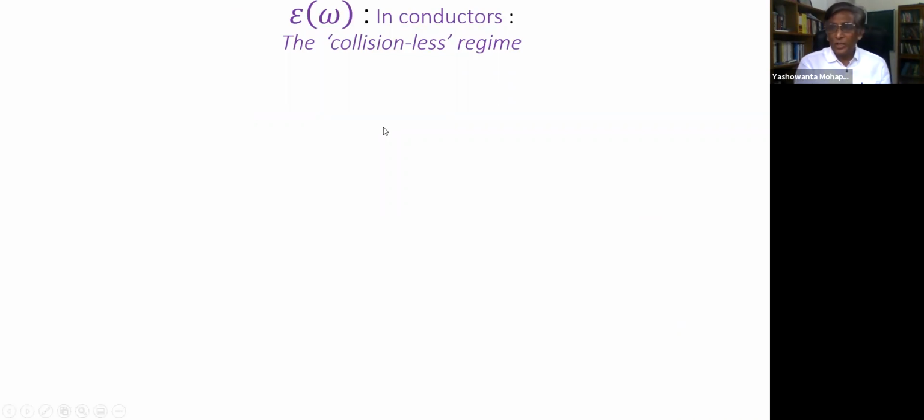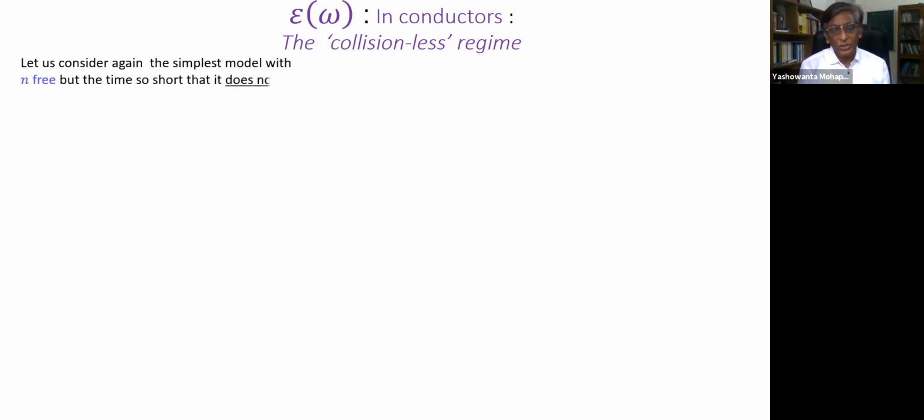But what if the time is so short that the electron doesn't actually have time to go and collide? It's much, much smaller than tau c. That is what I'm calling the collision-less regime. Let's consider again the simplest model with n free electrons, but the time so short that it does not have an opportunity to collide with whatever it is colliding with. So it is basically just wiggling back and forth, and it doesn't collide.